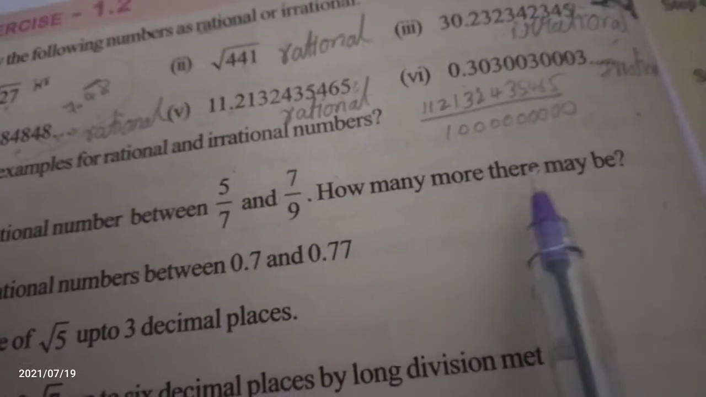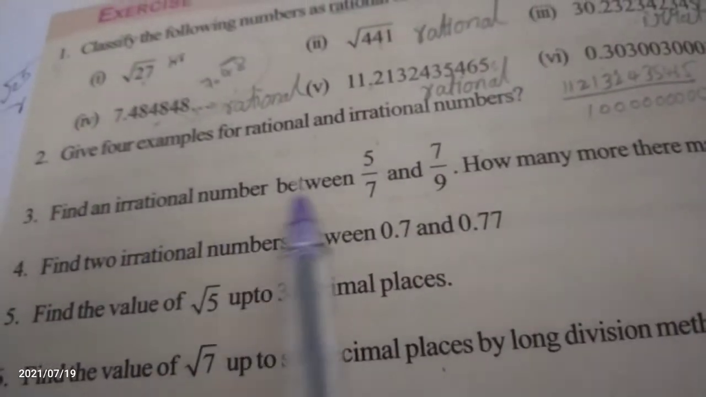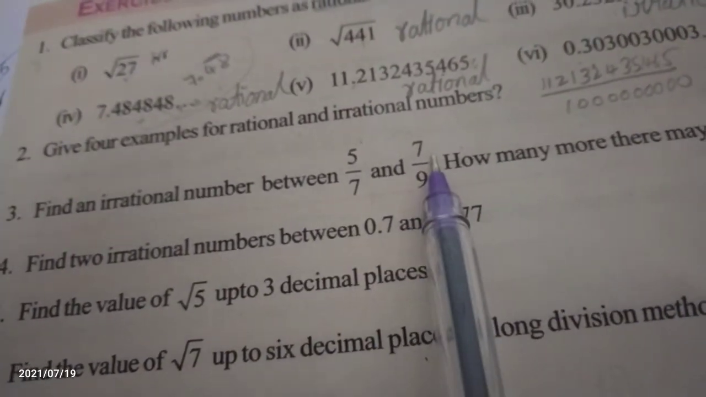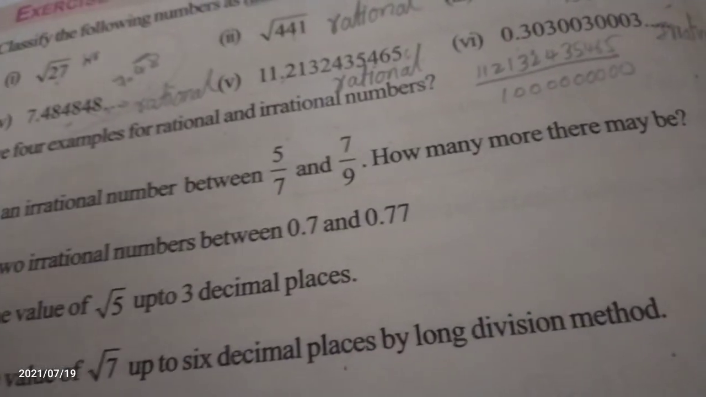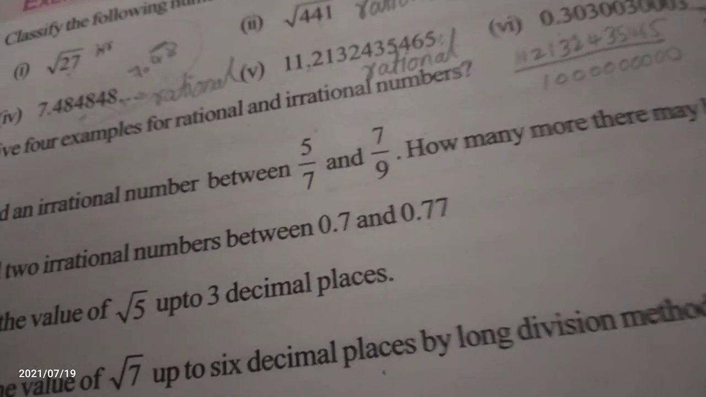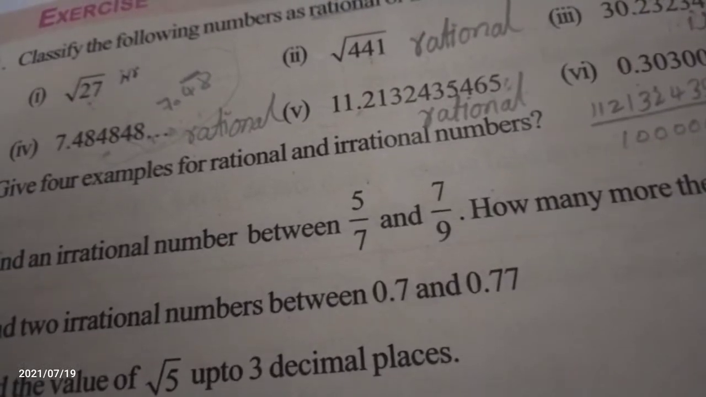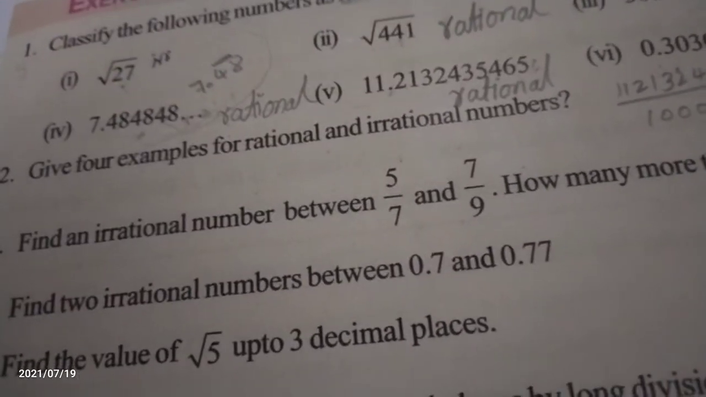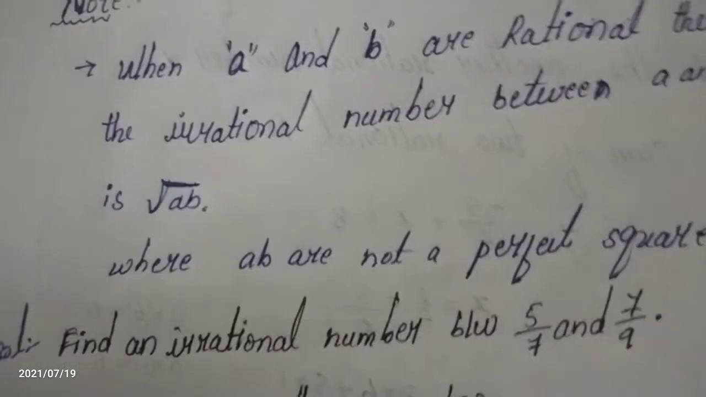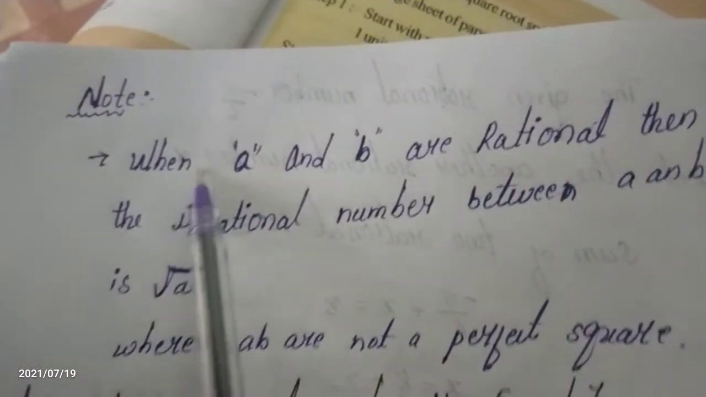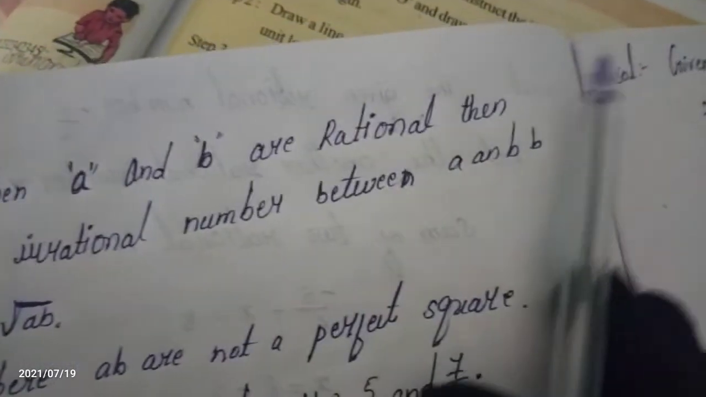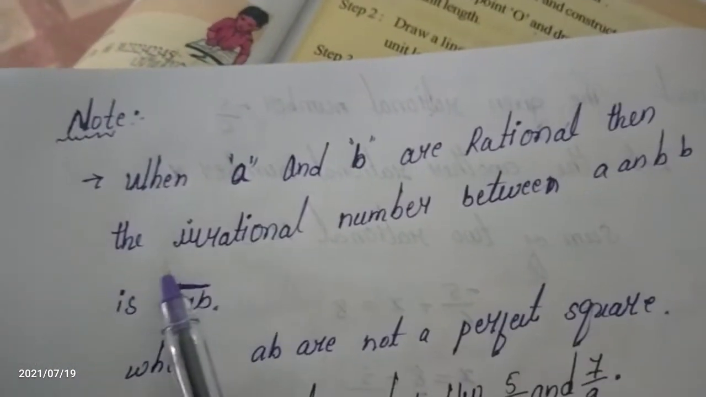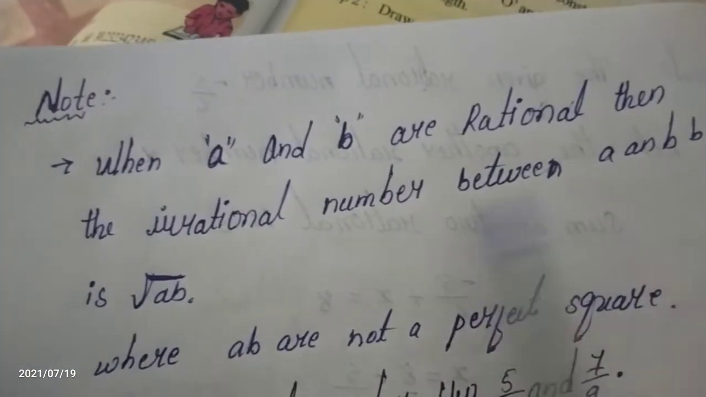Okay, what do we have to find? We have to find the irrational number between these two numbers. Okay, how can I find the irrational number between these two numbers? This is also one important note. We will discuss that afterward, as we solve the problem. What is the note, ma? When a and b are rational numbers, then the irrational number between a and b is root of a and b.